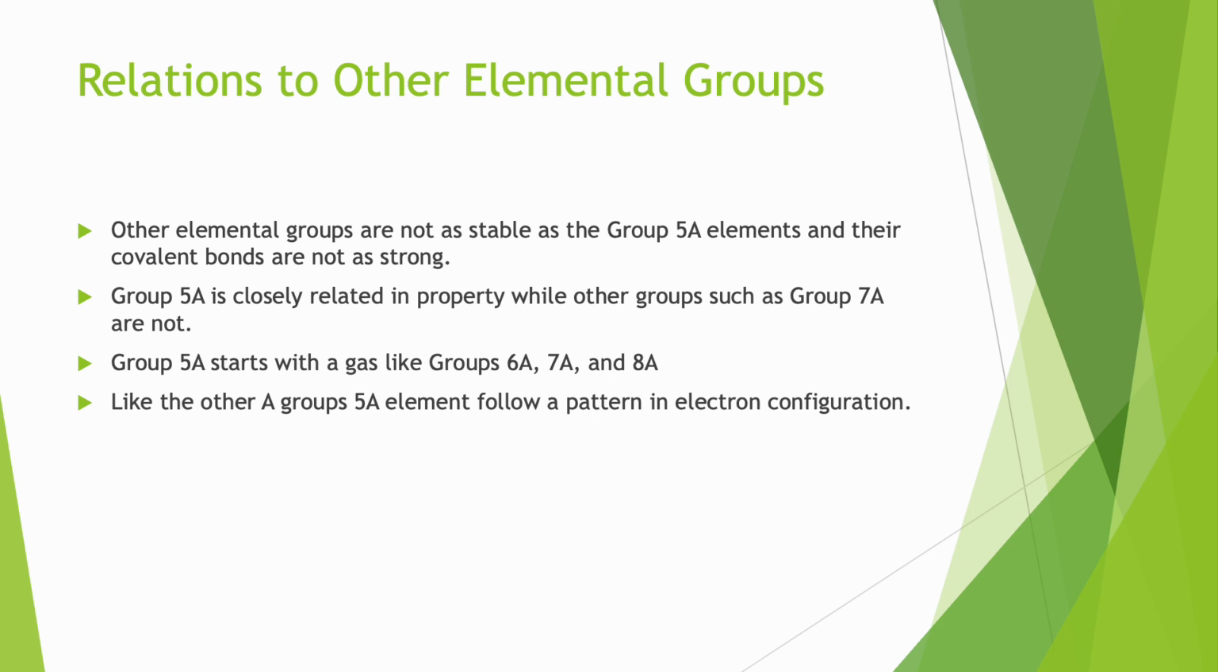Group 5A elements have many similarities and differences to other groups. Other elemental groups are not as stable as the Group 5A elements, and their covalent bonds are not as strong. Group 5A is closely related in properties, while other groups such as the Group 7A elements are not related in their elemental properties. Group 5A starts with a gas, just like groups 6A, 7A, and 8A. Like the other A groups, 5A elements follow a pattern in their electron configuration and shape.